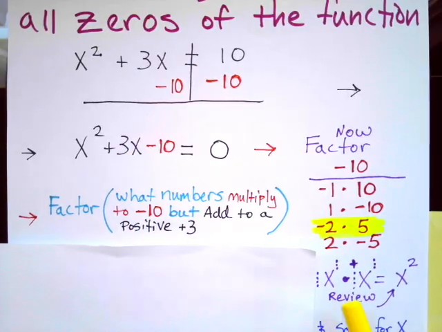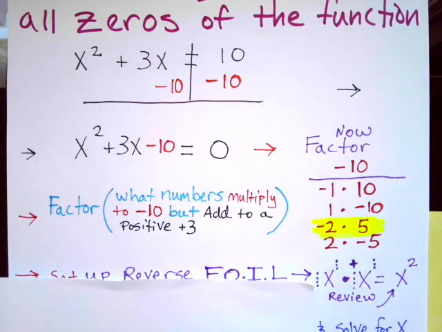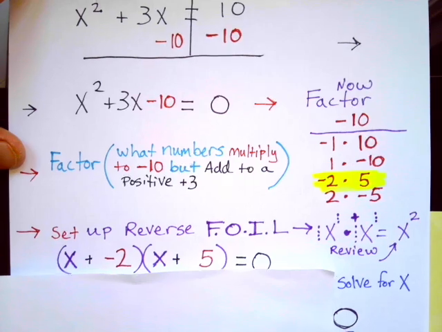That's the middle term. We determined it would be a negative 2 and a 5. So I'm going to set up my reverse FOIL: first, outer, inner, last. Check out my video, I go over that in depth.